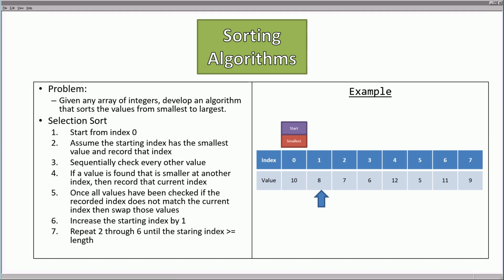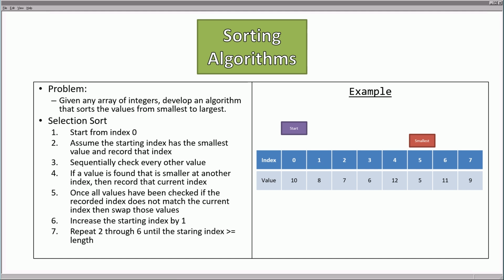As we notice, 8 is smaller than 10, so we have found a value that was smaller. 7 is smaller than 8, so we found a new smaller value. 6 is smaller than 7. 12 is not smaller than 6, but 5 is. 11 is not smaller than 5, 9 is not smaller than 5, and so we have reached the end of this array, finding the smallest value.